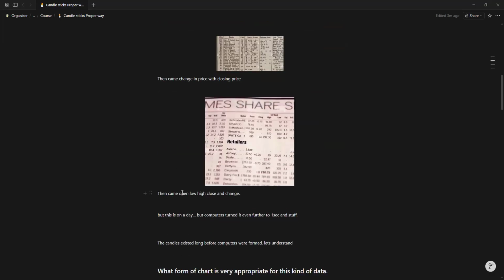Then it became open, low, high, close, and change. This is what we see in our terminals: open, low, high, close, and change. This is the format that has been in trend as of now. But this is for a day.